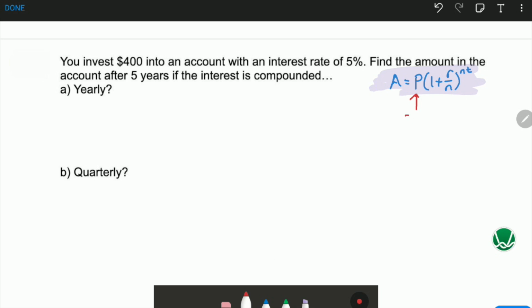P is the principal or starting amount. A is the ending amount or amount after T years. N is the number of times per year it's compounded. R is the rate. And T is time in years.